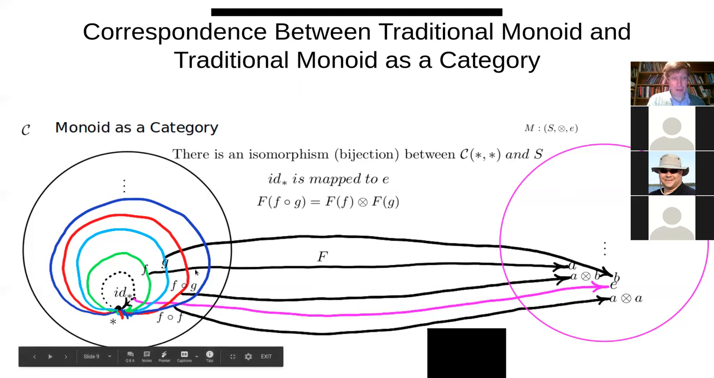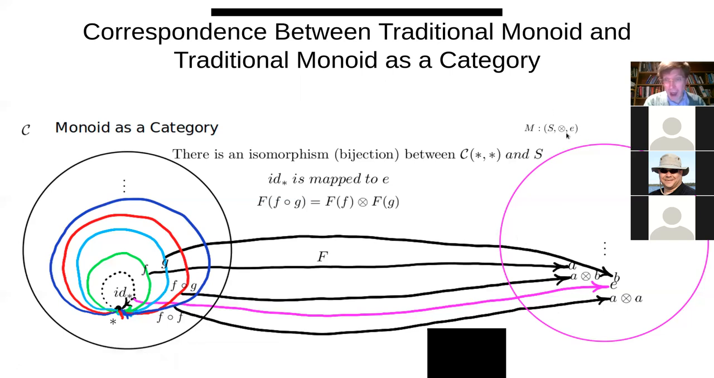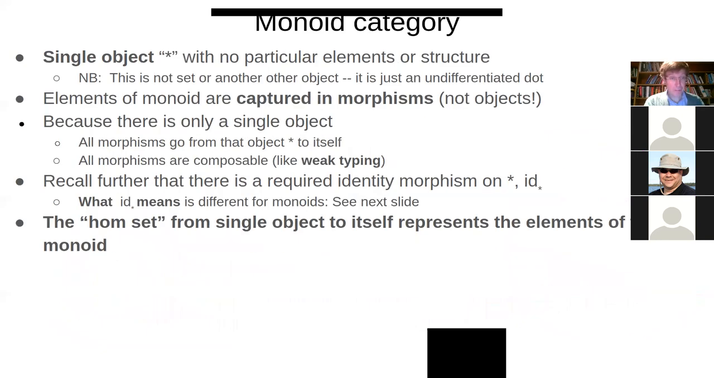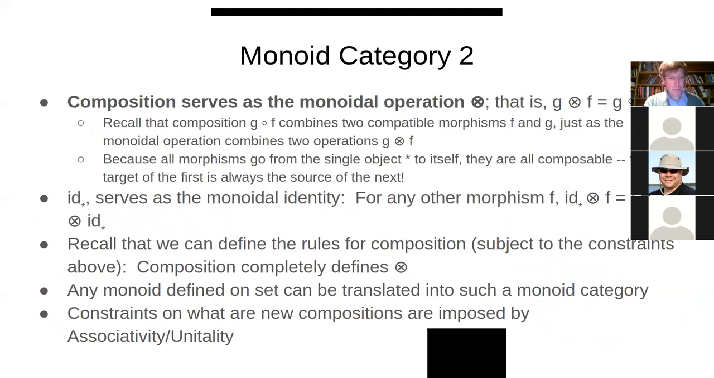It's just a particularly curious way that you have the same exact information present in S, the rules for monoidal product, and knowing about this unit, you're just encoding it in a different way within this category. There's a one-to-one correspondence between them. Okay, so this is monoid as the monoid category.